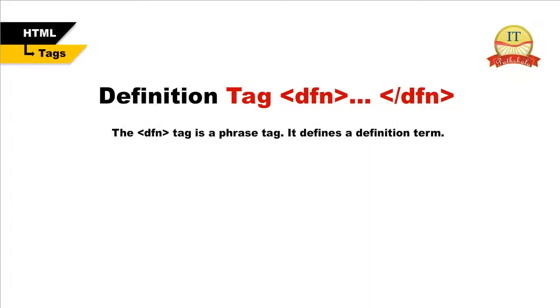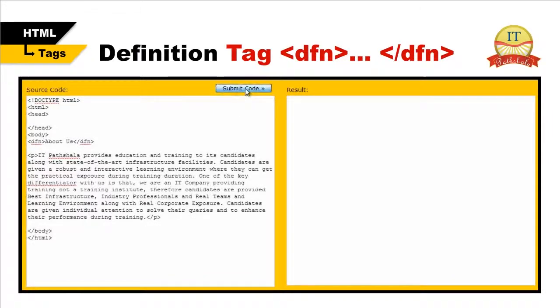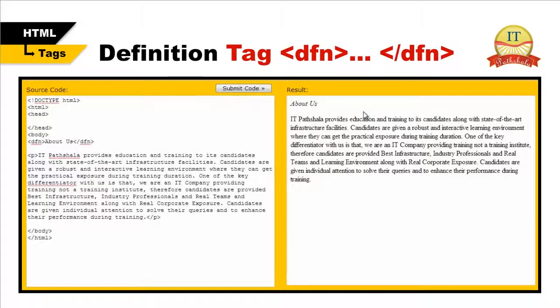DFN or definition tag. The definition tag is a phrase tag and it is used to define a definition term. In the following example, we shall define the text about us inside the definition tags and we will define the rest of the text inside the paragraph tags. Observe the difference between the text defined inside the definition tags and the text defined inside the paragraph tags.